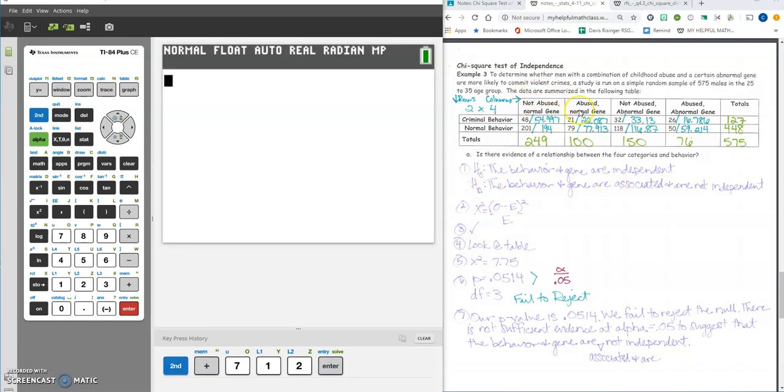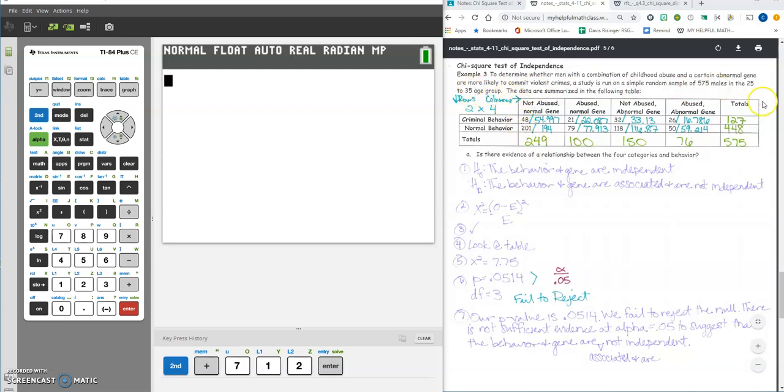So in this example it says we're determining whether a combination of childhood abuse and a certain abnormal gene are more likely to commit violent crimes. And we have a study where we are running a simple random sample, remember, otherwise known as an SRS, of 575 males in the 25 to 35 age group.